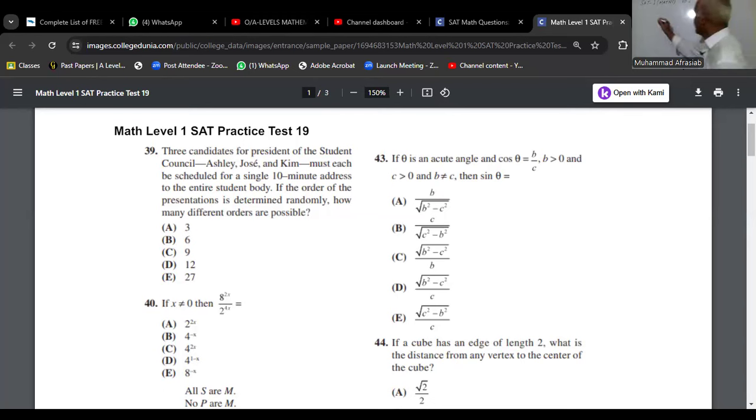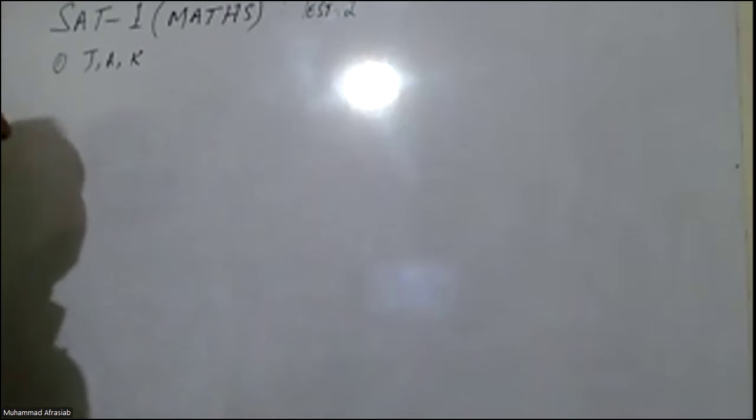Question number 1. Jose, Ashley, and Kim. These are the 3 students. And now we are finding the total number of possible ways for that selection.